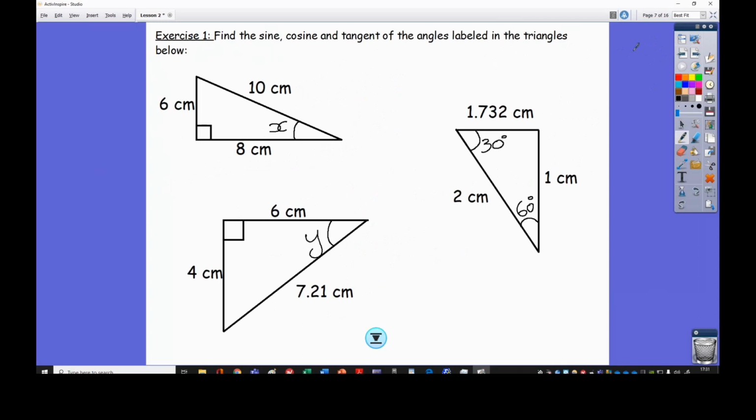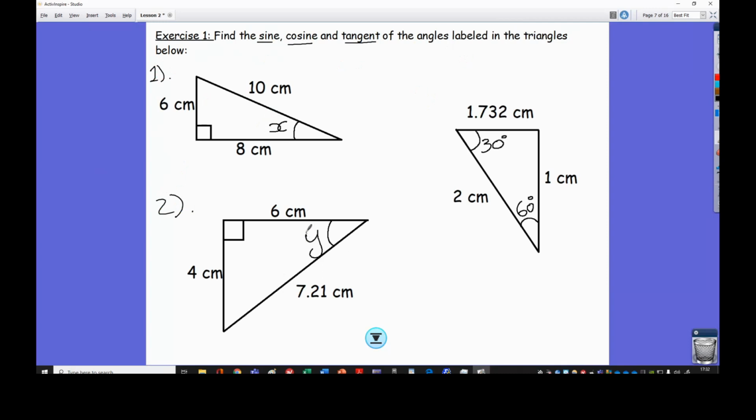So those are the examples. What I'd like you to do now is do a little exercise on your own. I want you to find the sine, cosine, and tangent of the angles labeled in the triangles. So for the first one, I want sine x, cos x, tan x. For the second one, I want sine y, cos y, tan y. And for the third one, I want sine 30, cos 30, tan 30, and sine 60, cos 60, and tan 60.